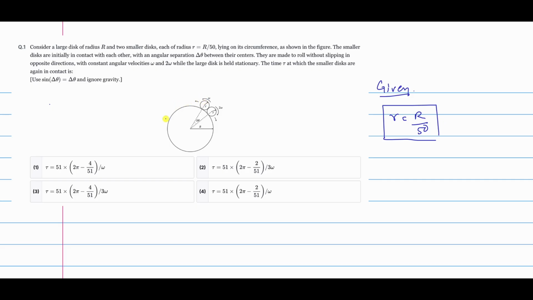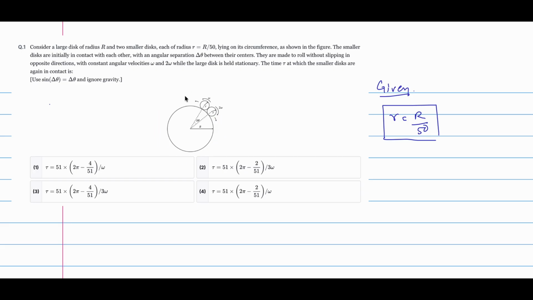these two disks will roll without slipping, and after some time they will meet somewhere. Suppose they will meet at some position like this, because this one is moving with omega and this one is moving with 2 omega, so one will cover more distance and the other less in some time, and after some time they will meet. The question is basically asking that time. Okay, so let's first find out the distance they will travel during their whole journey.